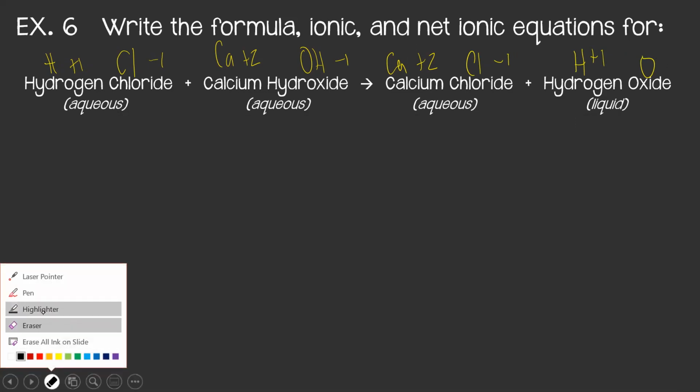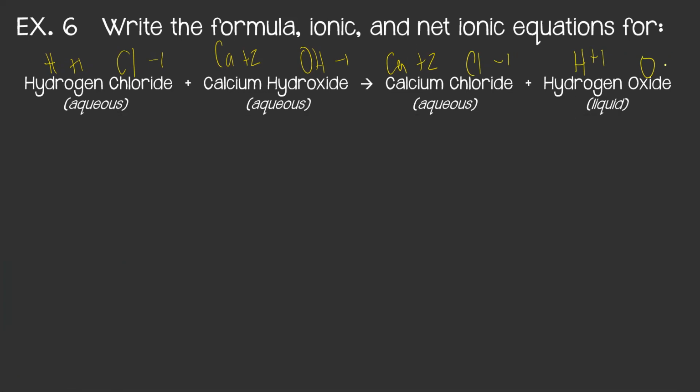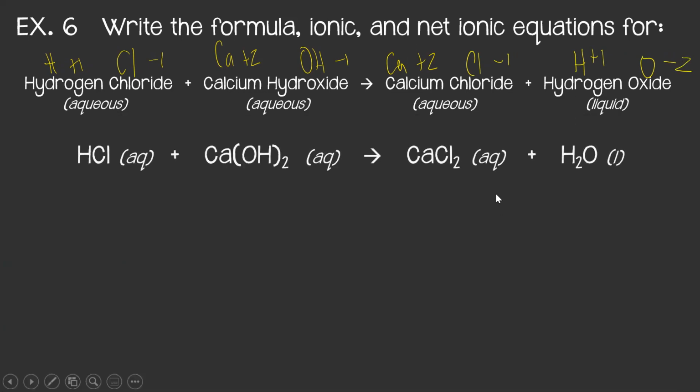So I'm just showing you where this information is coming from. This is coming from your periodic table. So I didn't write the charges correctly because I'm not writing them in the actual formula yet. So hopefully your formula equation looks like this. So HCl, no subscripts, aqueous. Calcium hydroxide, you had to add the subscript 2 outside the hydroxide ion radical, also aqueous. Yields calcium chloride with a subscript from crossing charges, aqueous. And then hydrogen oxide is water from crossing the charges, and it's a liquid.